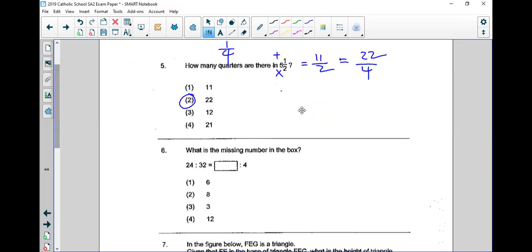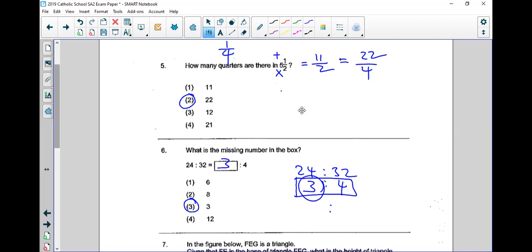Question number 6, the answer is number 3. So again, this one you should know how to do already. To get the missing number, you always get your simplest form. So divide by 8. Think of a bigger number to divide. Divide by 8, you get 3. 32 divided by 8, you get 4. Use the simplest form to get your missing number, which is already there. Your missing number is 3. 3 is to 4, right? So you always get the simplest form to then use the simplest form to find your missing number.